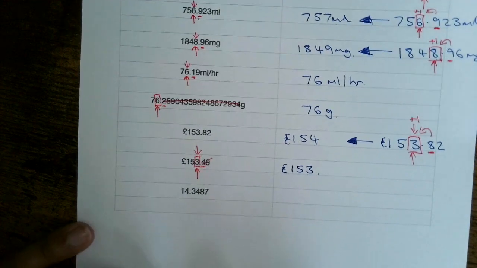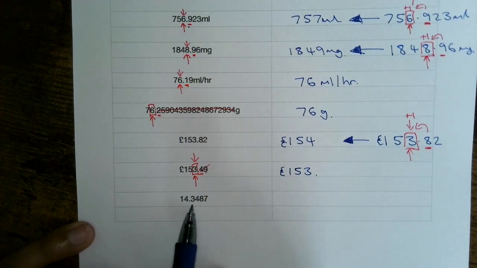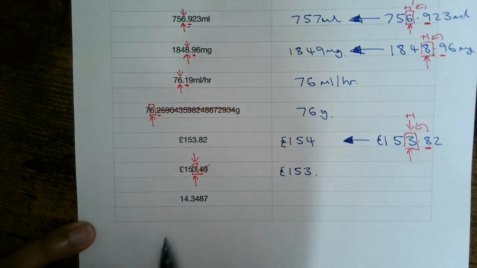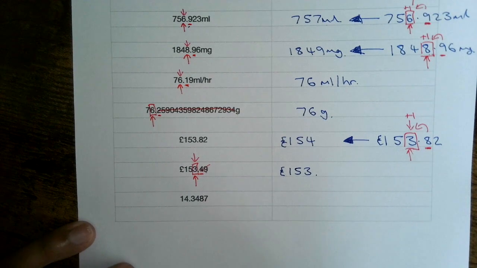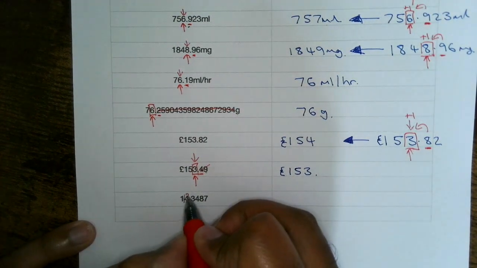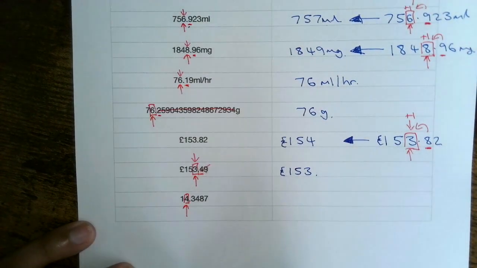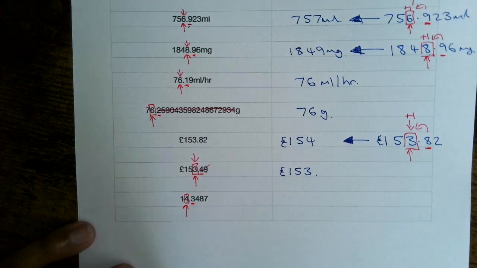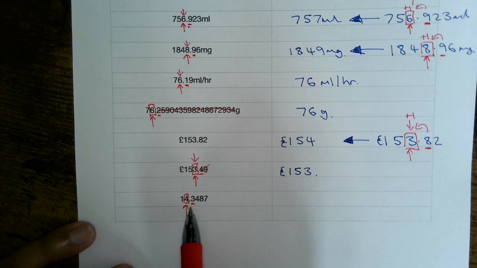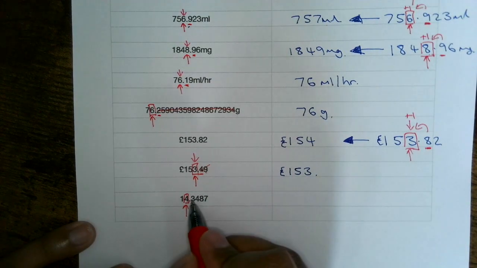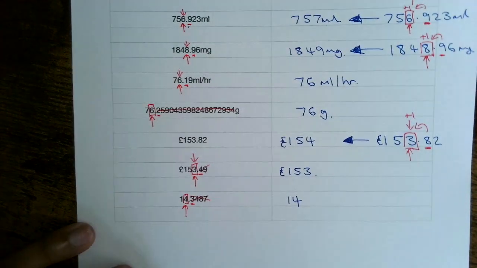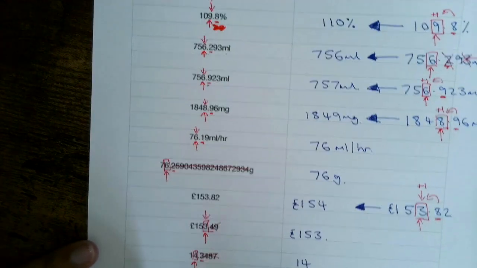Let's look at the last one. We've got 14.3487. It's just a number. They want us to round it to the nearest whole number. So you isolate where your nearest whole number is. It's the number 4. You draw a little line under the number to the right of it and say to yourself, is it 5 or more? Is it bigger than 5 or equal to 5, or is it smaller than 5? Well, it's smaller than 5. So you're not interested. You leave it at 14. That's rounding to the nearest whole number, guys.